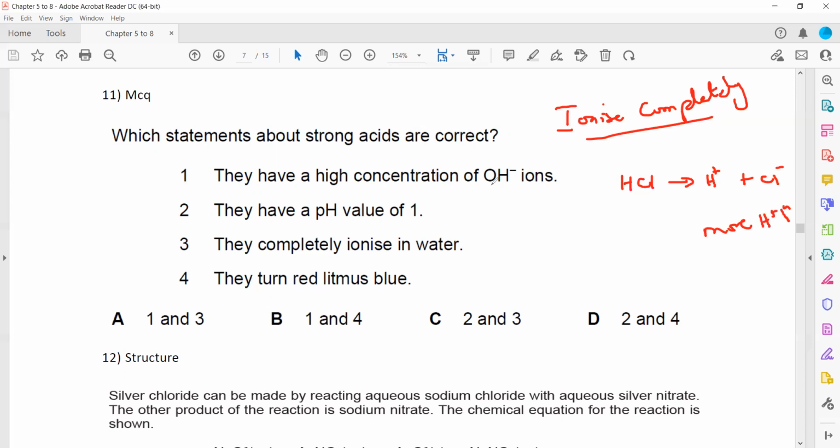they have high concentration of hydroxide ion. That is wrong. This is a property of strong alkalis, that they will have high concentration of hydroxide ions. Strong acids have a pH of 1 or 2. That is true. They completely ionize or dissociate in water. That's also true. And they turn red litmus blue. That is wrong. This is not the property of acid. This is the property of an alkali. So statements 2 and 3 are correct with reference to this question.